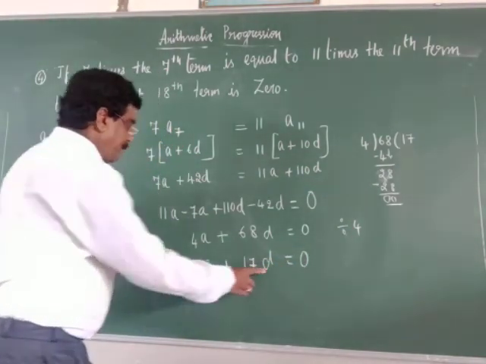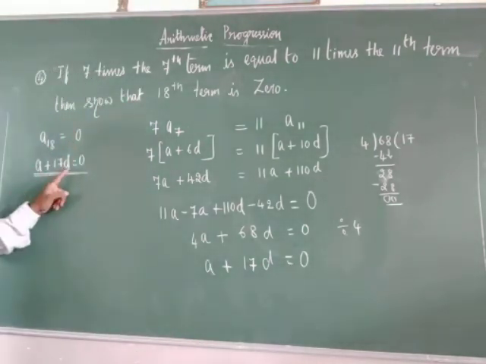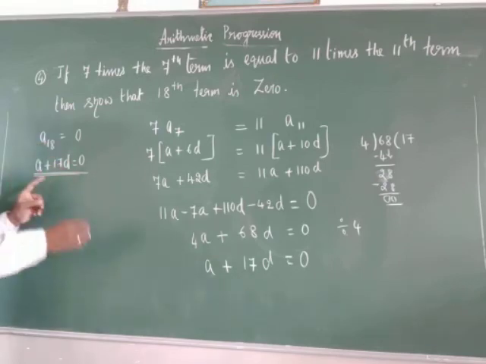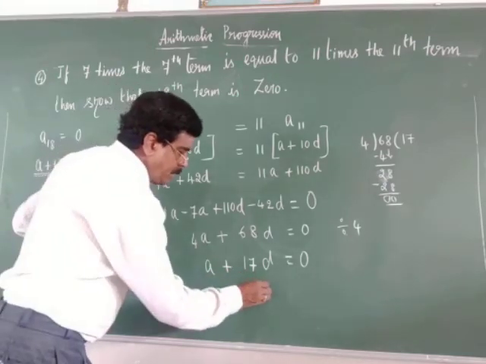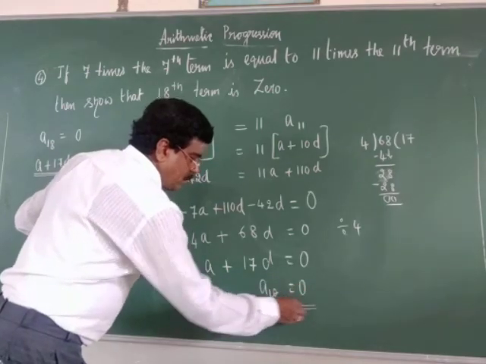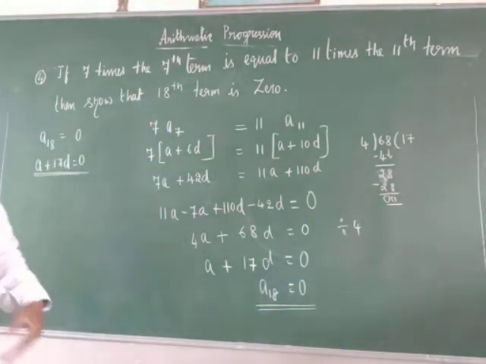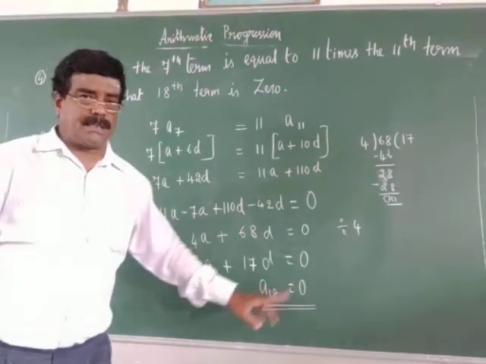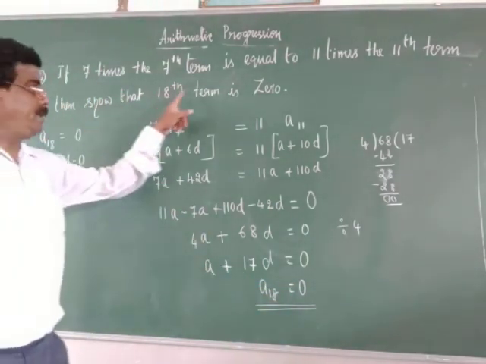So A plus 17D, you can come back here and see. So A plus 17D is nothing but A18. So A plus 17D is what? A18 is equal to 0. See children, hardly how many steps are there? See, the last step is given in the question itself. That is, you have to show that the 18th term is 0.